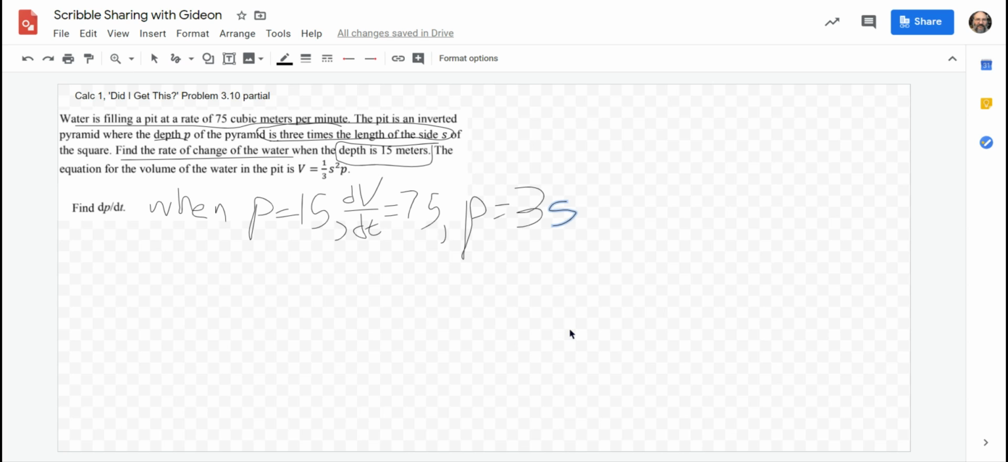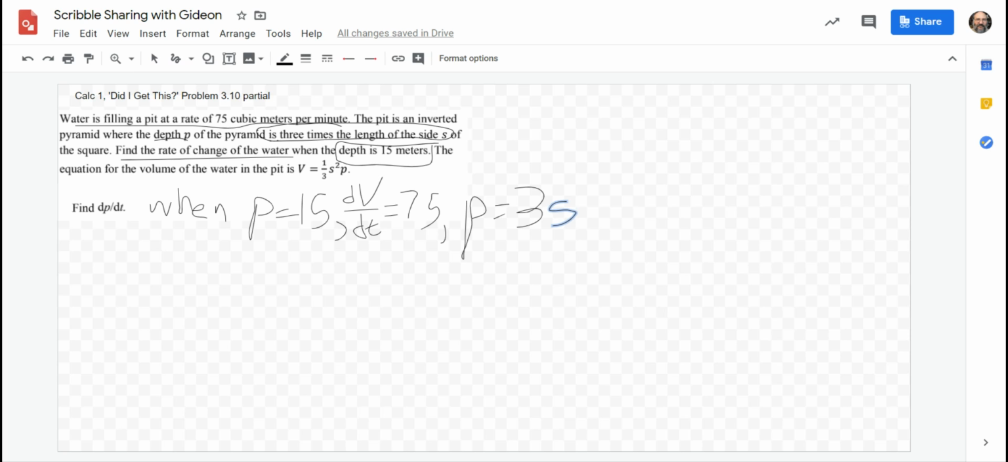Now I've identified all of my givens, right? I can skim through the sentences again. First sentence, I pulled out all the information. The pit is an inverted pyramid. That really connects to the volume formula at the end. The depth P is 3 times the length of the side S. I've recorded that.